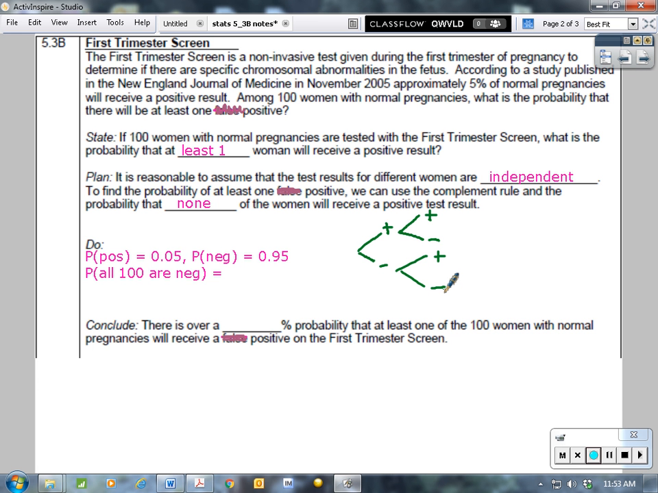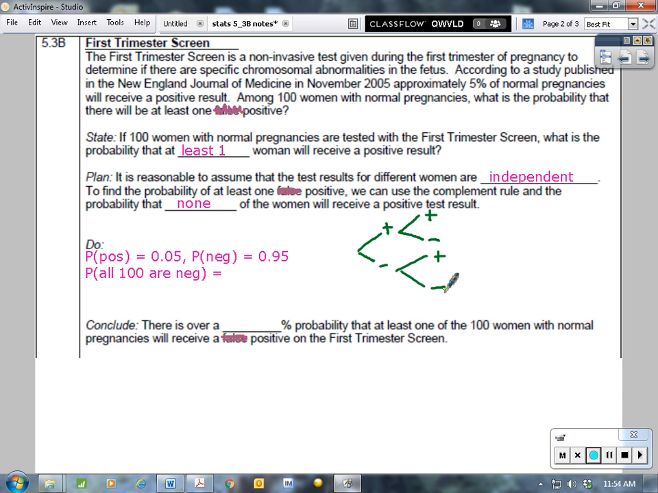Well, luckily, because my only other option rather than at least one positive, so looking at all the one positives, or all the two positives, or all the three positives, and so on and so forth, instead of looking at all those probabilities and adding those up, I could look at what I don't have, or what I don't want, which is no positives.